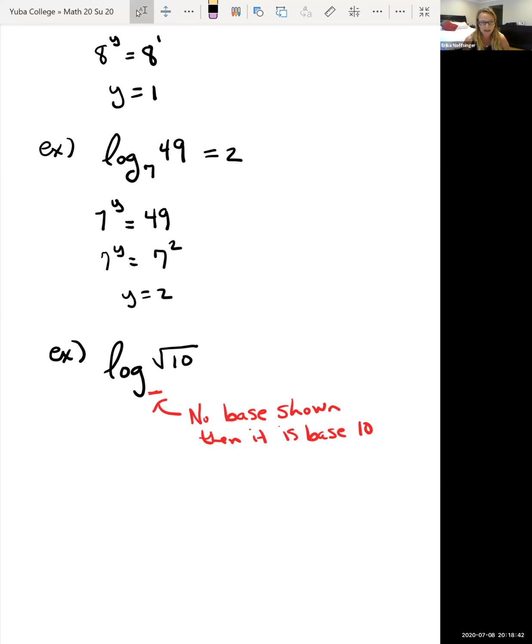Same kind of idea, but this time we're thinking 10, because our base is 10. What are we going to raise it to that gives back the square root of 10? This is where it's helpful to remember that we can rewrite radicals as rational exponents. So square root of 10 is the same thing as 10 to what power? 1/2 power. So 10 to what power gives us back the square root of 10 is just a half.